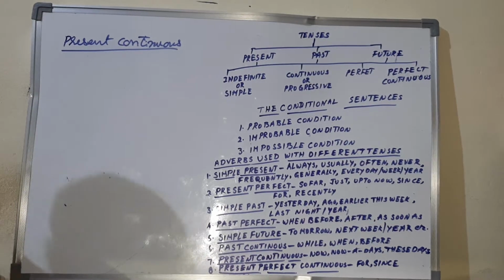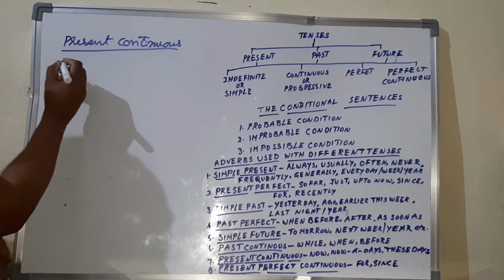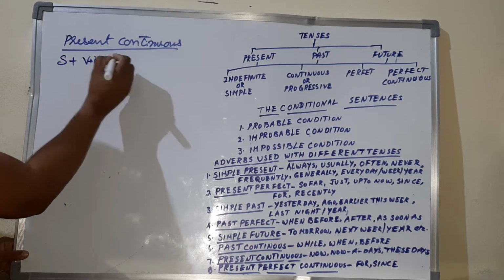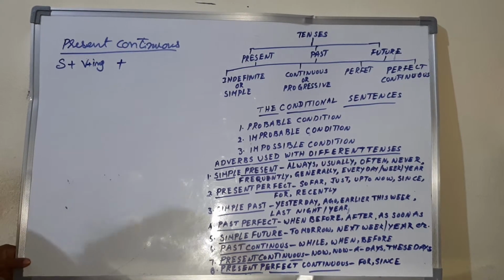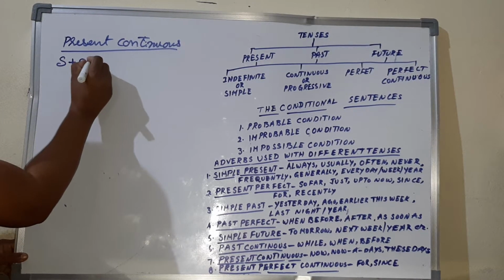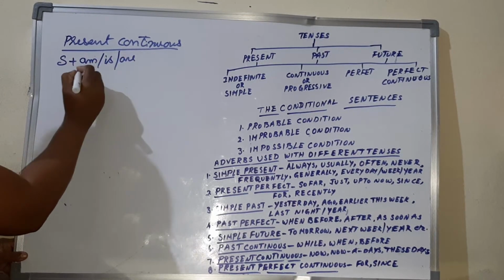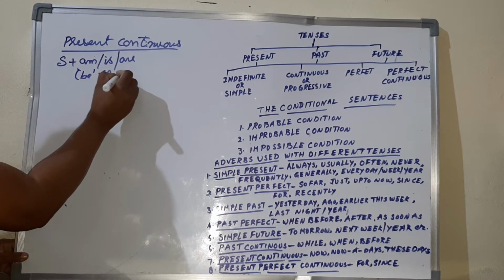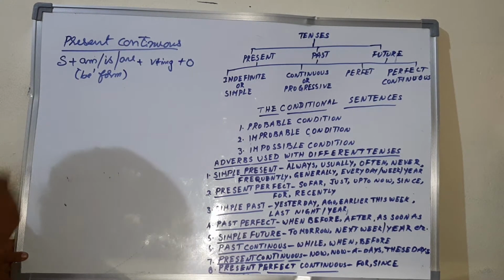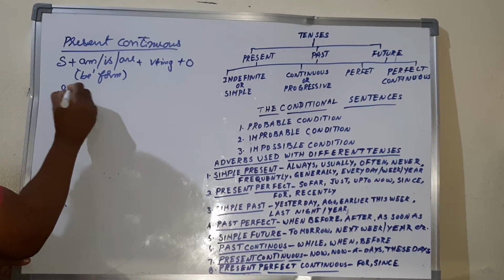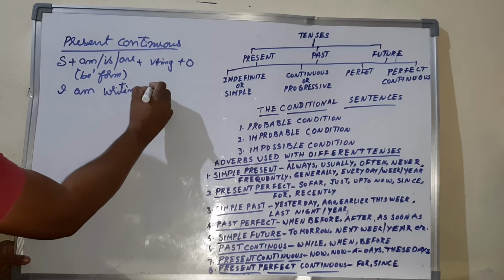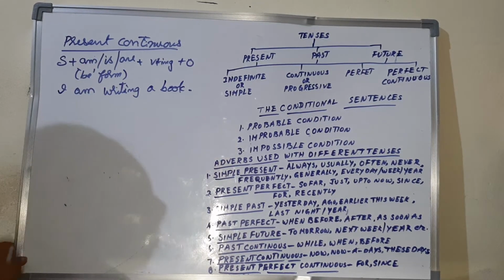Now, present continuous. What is the structure of present continuous? Subject plus am, is, are plus verb with ing, plus object. For example, I am writing a book.